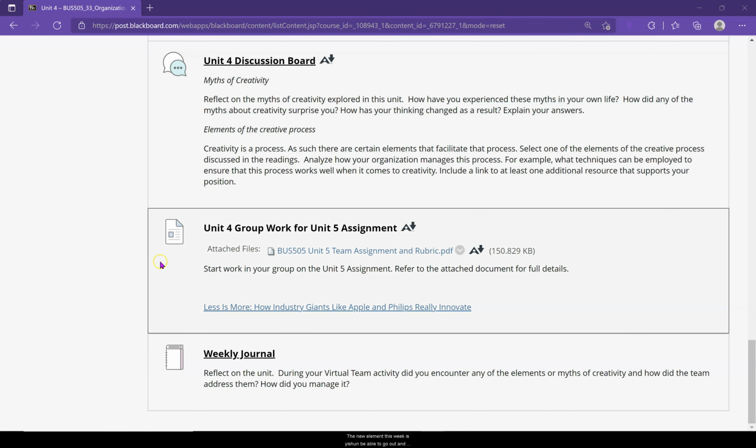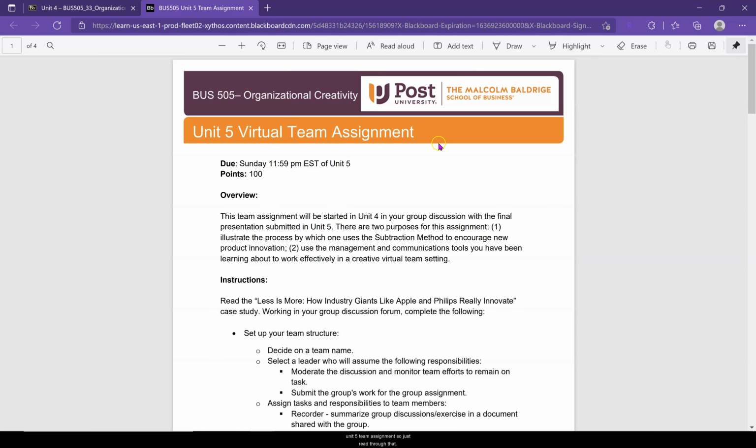The new element this week is you should be able to go out and see which group you've been assigned. I just randomly assign individuals to groups, and part of your work in your group is going to be related to this unit. But this unit's work is really just to help get you set up because there's an assignment in Unit 5 that you're going to work on. Right, so when you get to this point, open up this team assignment, and that gives you the information here on the Unit 5 team assignment.